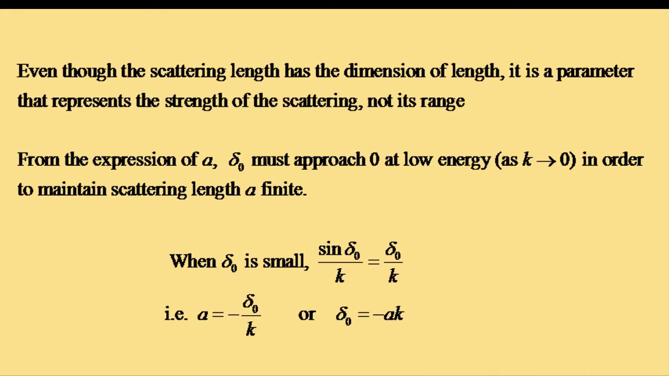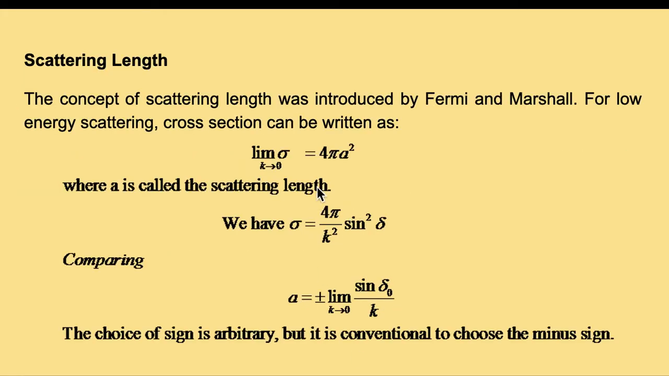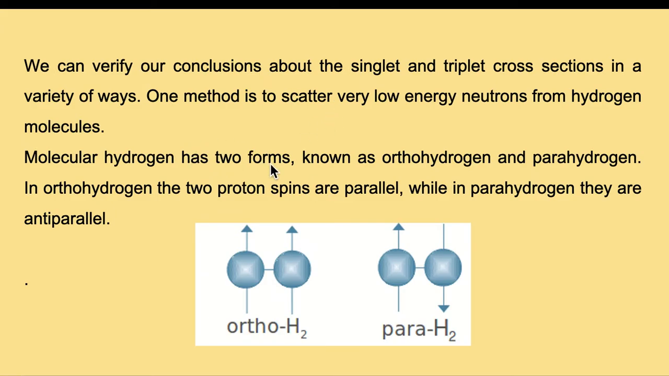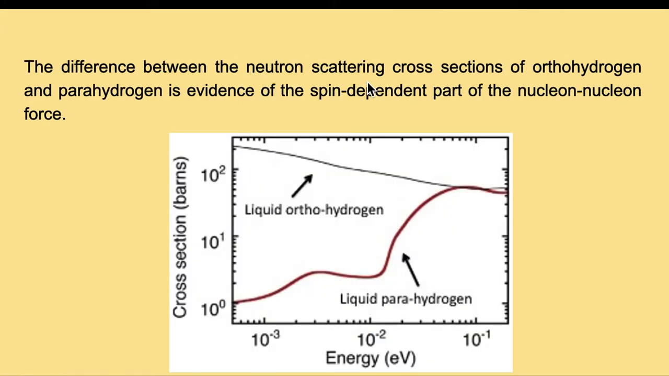The difference between the neutron scattering cross sections of orthohydrogen and parahydrogen is evidence of the spin dependent part of the nucleon-nucleon force. This is the cross section per atom, and this is the energy. You can see that this is the line for liquid orthohydrogen, and this is for parahydrogen. You can see that there is a difference in the low energy scattering range.